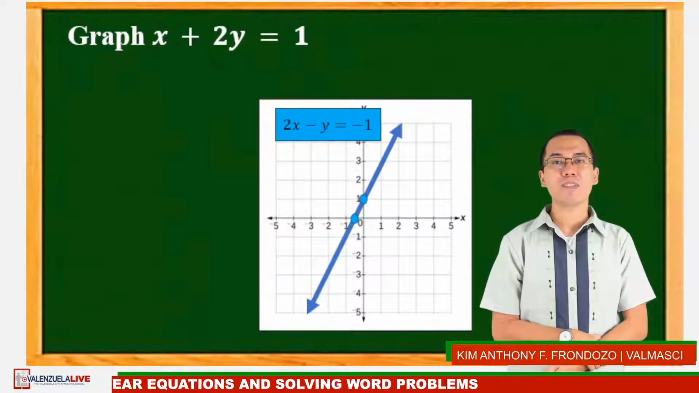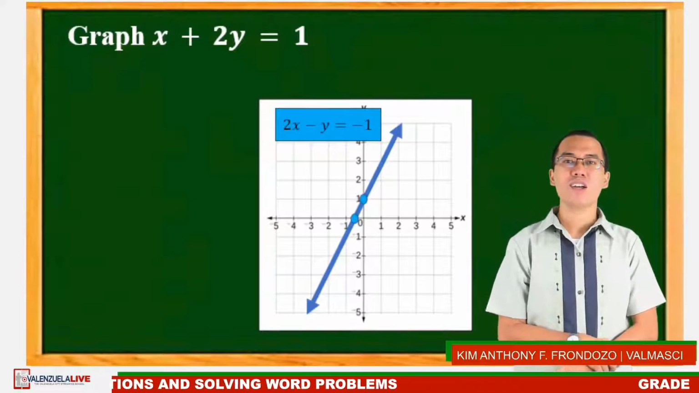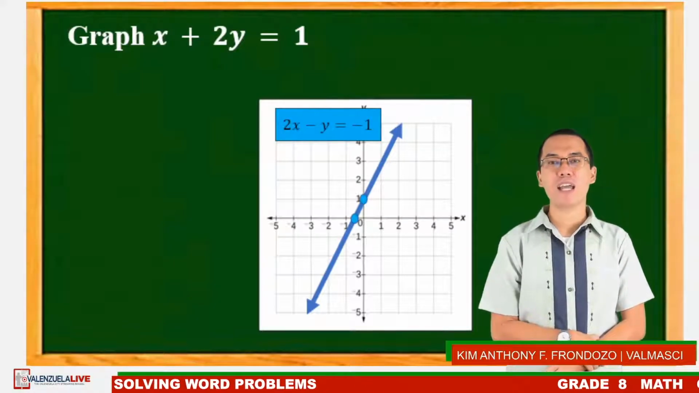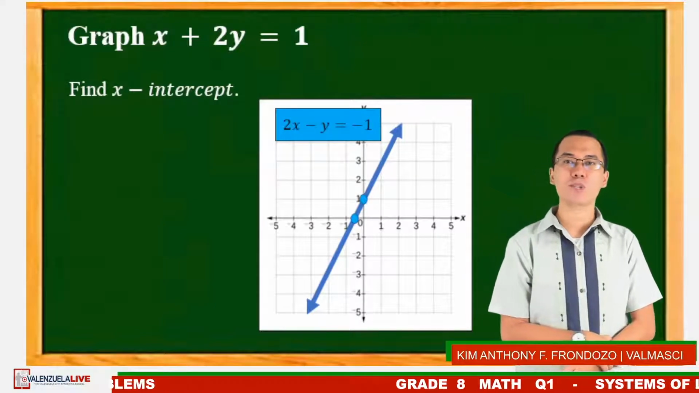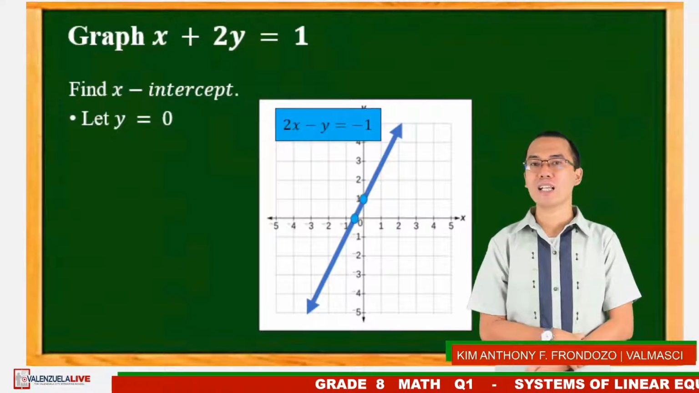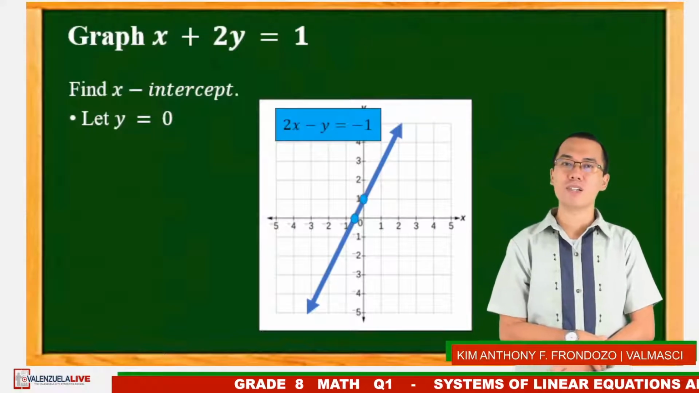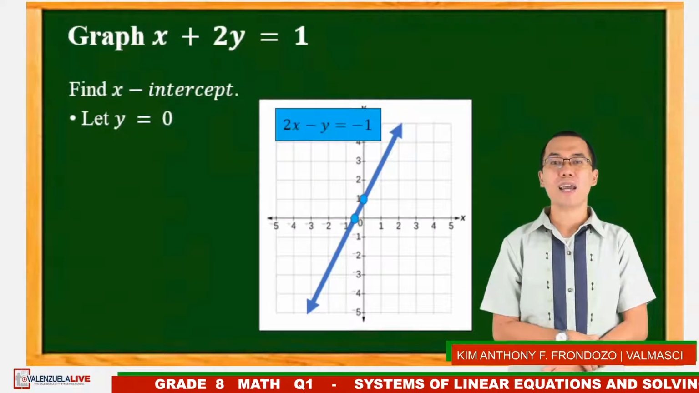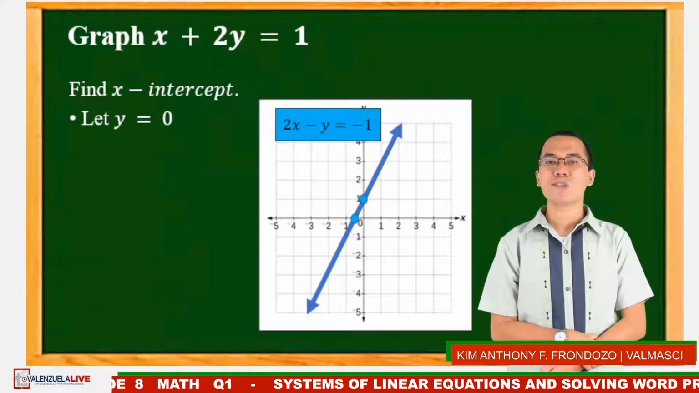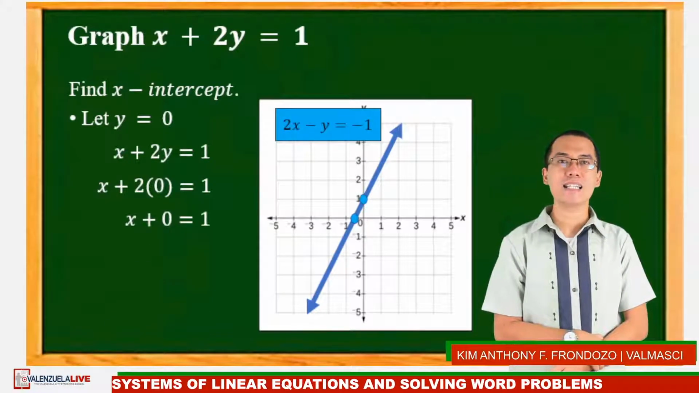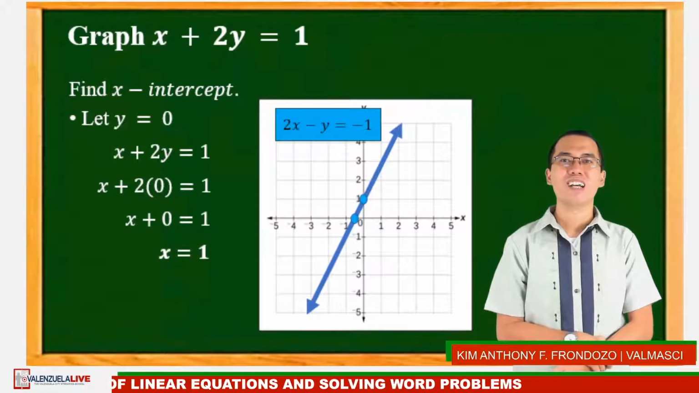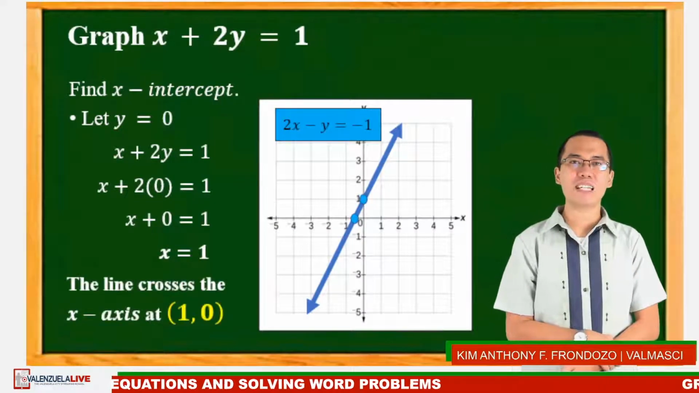Now, let's graph x plus 2y is equal to 1. Solve for the x-intercept, so we'll let y be equal to 0. We'll have x plus 2y equals 1. By substitution, x plus 2 multiplied by 0 equals 1, so x plus 0 equals 1. So x is equal to 1. So the line crosses the x-axis at (1, 0). Now, let's plot the point on the Cartesian plane.